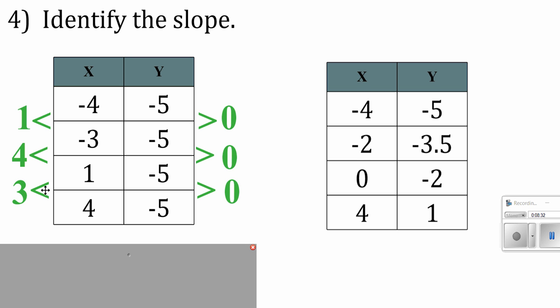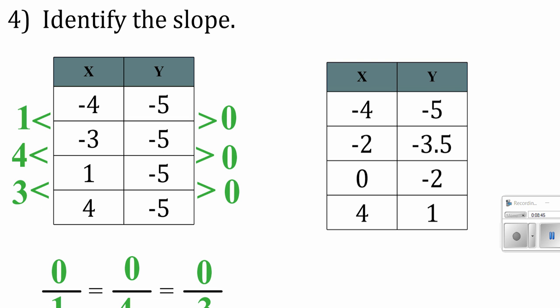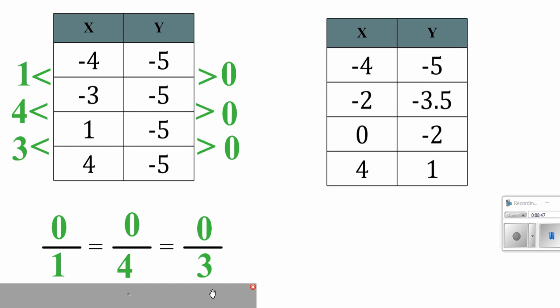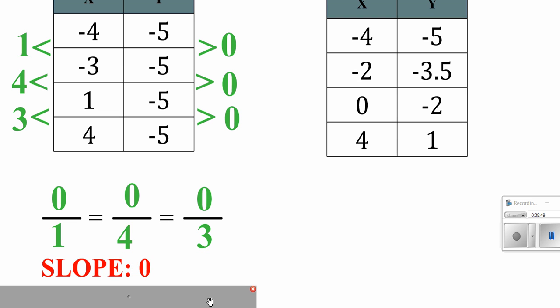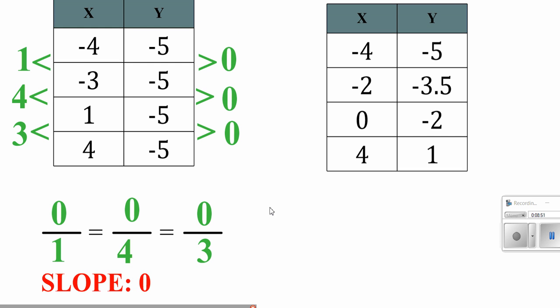So we have the changes for the inputs and the outputs. Now we compare them. 0 over 1, 0 over 4, 0 over 3. 0 put into any groups is always 0. So our slope here is 0. This is what a tabular representation for a horizontal line would look like. The outputs are all the same. That's why we have the slope of 0.